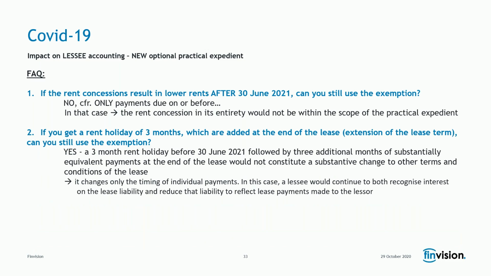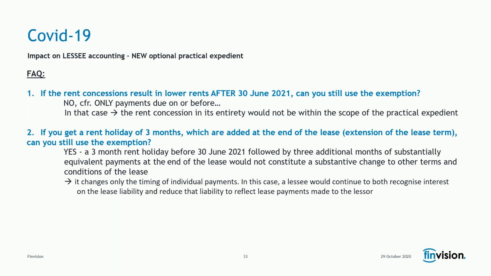If we dig into detail then, what can be a number of frequently asked questions with respect to the amendment? If the rent concessions result in lower rents after 30th of June, can you then still use the exemption? I already mentioned it. No, it's only for payments due on or before that date. If you have extensions beyond 30th of June of next year, then in that case, the rent concession in its entirety would not be within the scope of the practical expedient. And so also if you have part of reductions before that date and a part after that date of 30th of June 2021, you will not be able to apply the exemption on the entirety of the rent concessions.